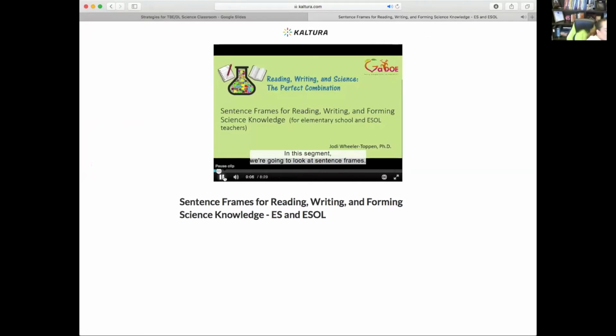In this segment, we're going to look at sentence frames. Sentence frames are a language tool that can help students think more clearly about science content, communicate more clearly as they write, and improve comprehension as they read.